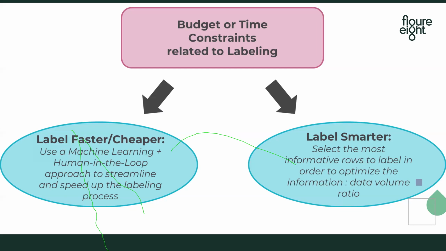There are 2 ways to label data based on budget and time constraints. One way is to label faster and cheaper, in which machine learning and a human-in-the-loop approach is used to streamline and speed up the labeling process. The second is to label smarter, which selects the most informative rows to label in order to optimize information and data volume.